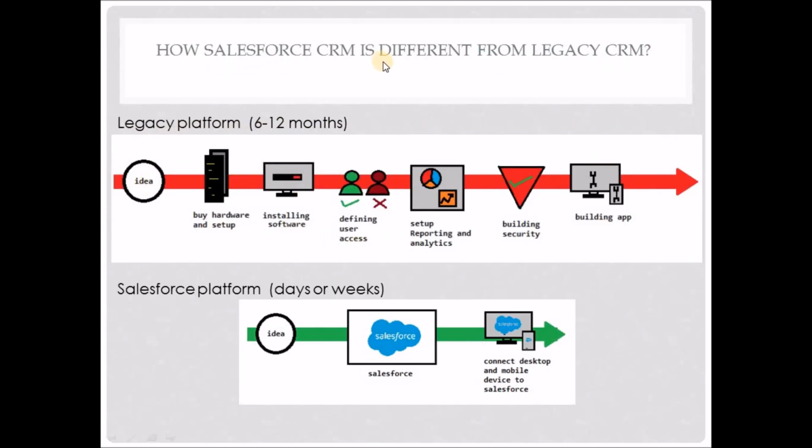Now, how is Salesforce CRM different from legacy CRM? Previously, in legacy platforms, when an organization had an idea about an application, they would have to go through n number of steps before they can actually implement the application, like buying hardware and setting it up, which is extremely expensive, installing software, defining user access, setting up reporting and analytic tools, building a strong security around it, and then actually deploying the application, which used to take about 6 to 12 months.